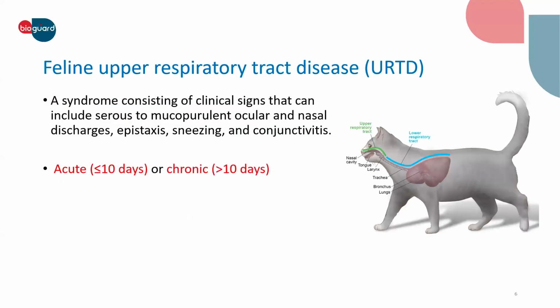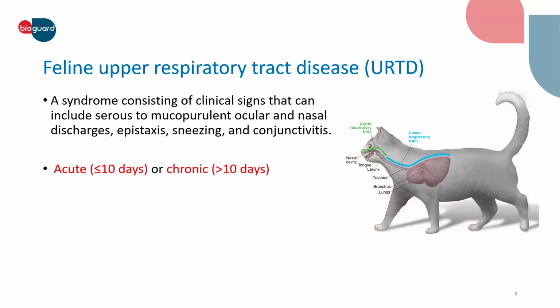So first, let's check URTD, feline upper respiratory tract disease. The term upper respiratory infection is reserved for cats with clinical signs of URTD that are directly associated with one or more pathogenic viral, bacterial, or fungal organisms.